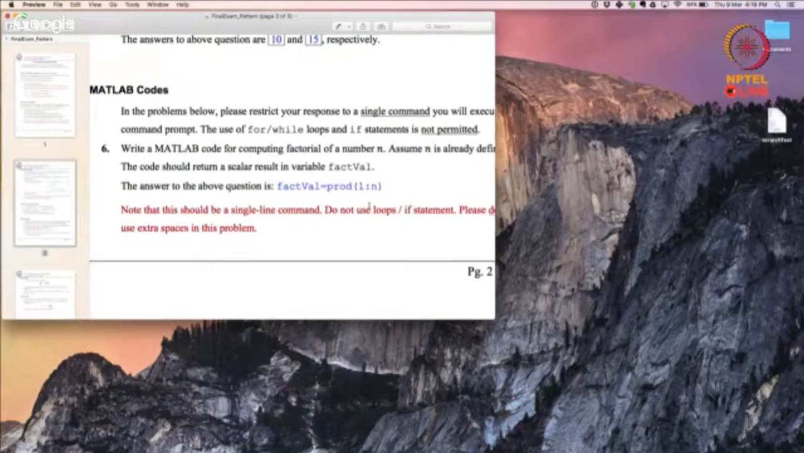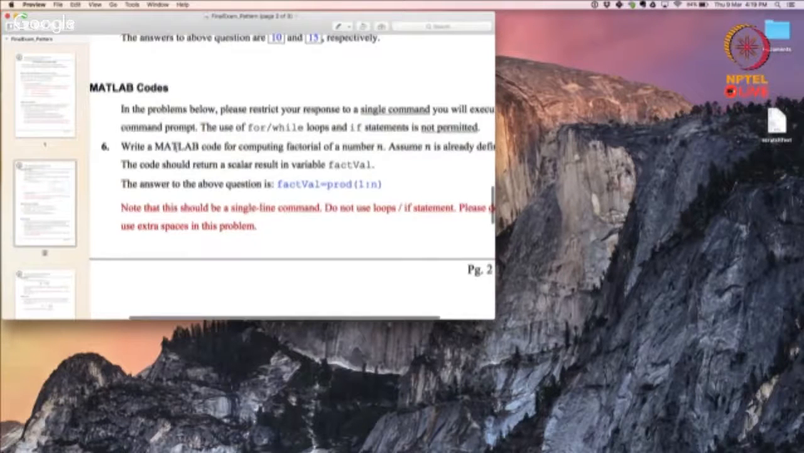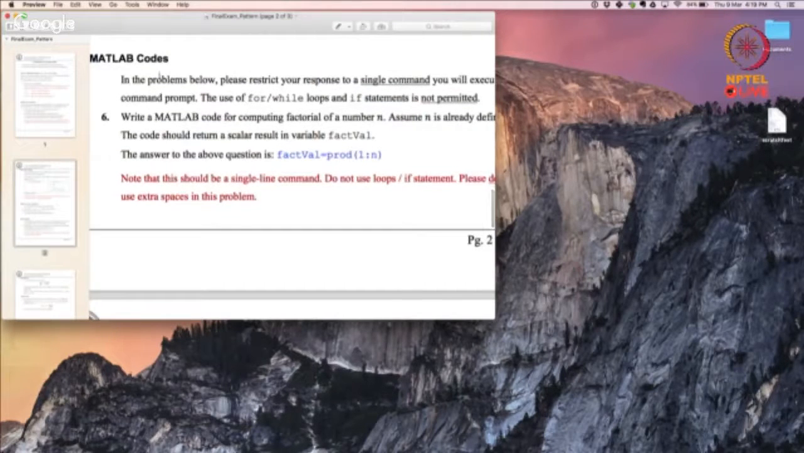Loops are not allowed in this particular type of problem. The single line MATLAB code problems, please do not use for while loops. The problems are such that you won't require if-then statements. So this is the type of questions of MATLAB codes, and there will be 5 questions of this type. So you have to answer these 5 questions in the single line MATLAB code type of problems.